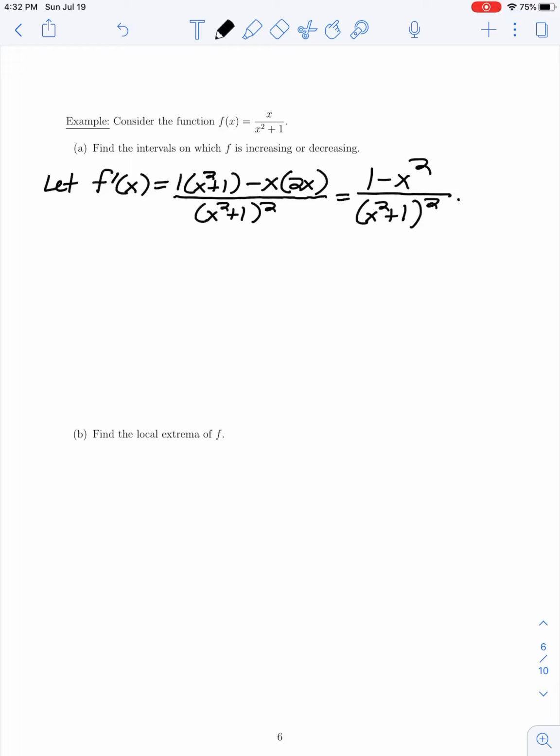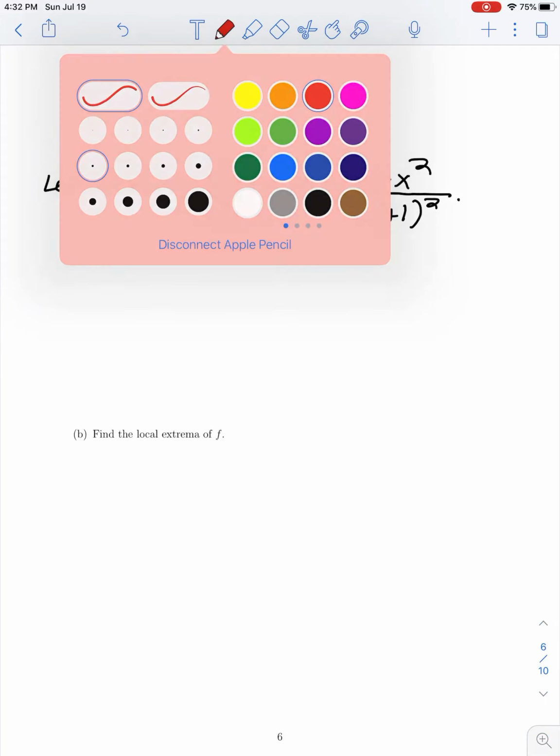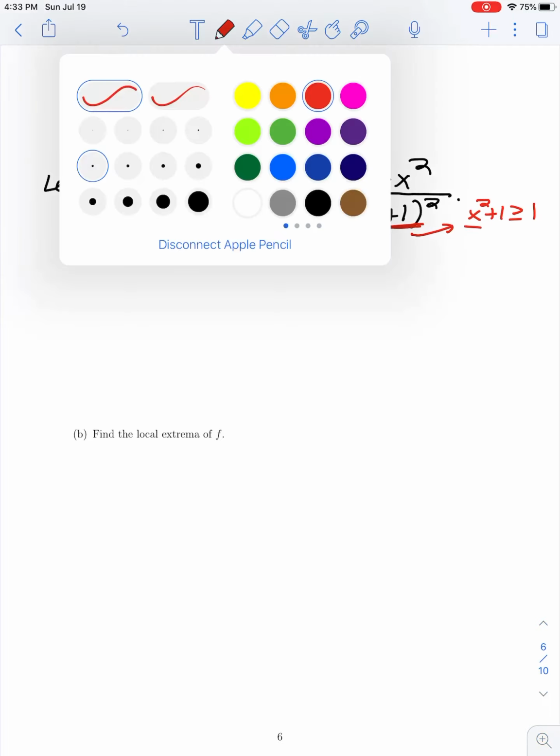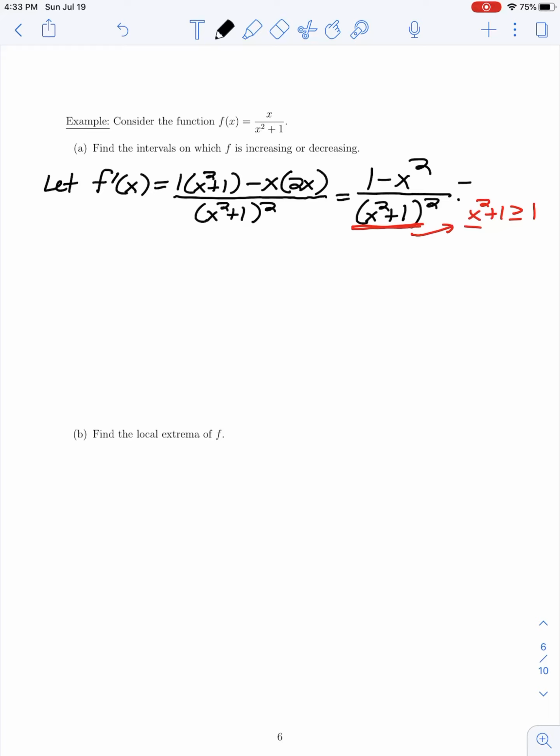So to determine the critical values, we first ask ourselves, is there anywhere that this function is undefined? And at first we might suspect there are some x values where maybe we have division by 0, but recall that x squared plus 1 is always greater than or equal to 1, because any number squared has to be either positive or 0. So if I'm adding 1 to that quantity, then I have something which is greater than or equal to 1. So I can never have division by 0 here. So this derivative is defined everywhere. So the only way that I can have critical points is if I set my derivative equal to 0.